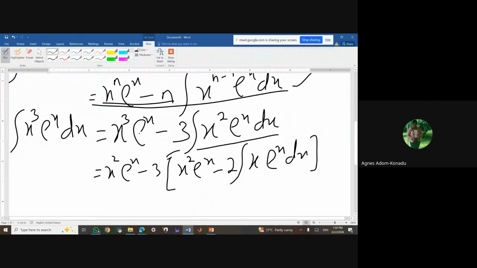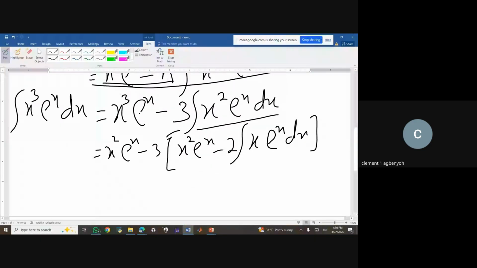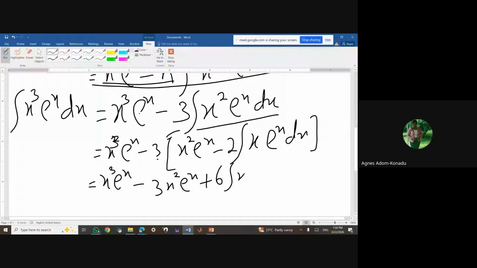So Madam, that's what I first get. Madam, the first x, it was exponent 3, but you made it exponent 2. Why? Okay, sorry, it's a mistake. Okay, so it's 3. So this is x to the power 3 e to the power x minus 3x to the power 2 e to the power x. Then 3 is multiplying, I have plus 6 integral of x e to the power x dx.